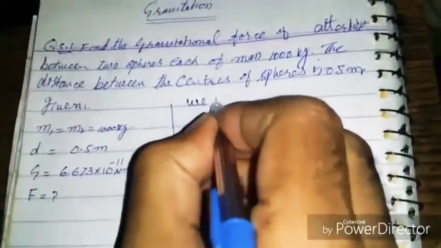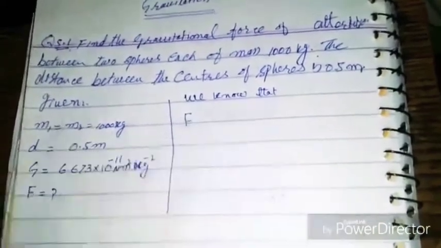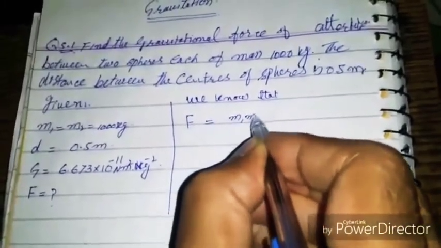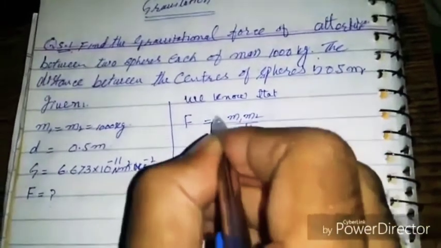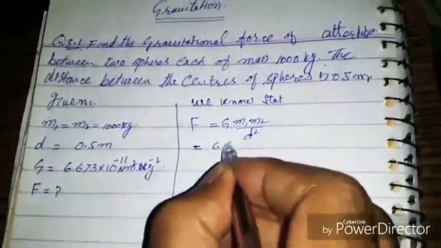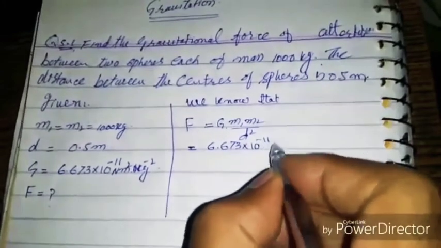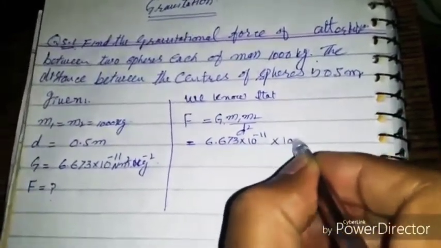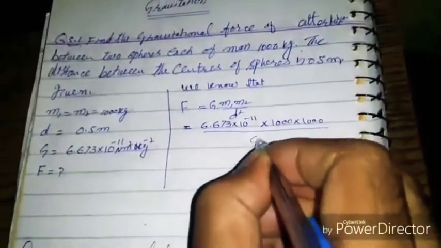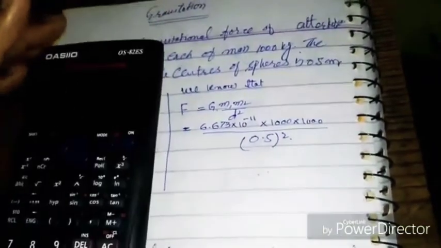We know that F, the force of attraction between two spheres, is equal to G m1 m2 over d square. Now putting the values, F is equal to 6.673 into 10 raised to the power minus 11 into 1000 into 1000 over 0.5 square. Now we calculate this.